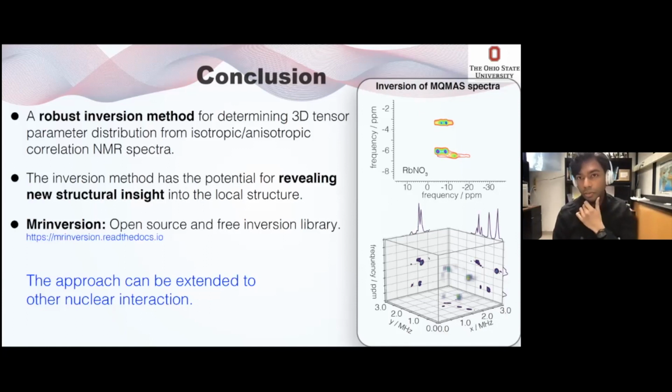So on the right, what I'm showing here is the inversion of MQMAS spectra, where you have a rubidium nitrate spectrum, and you can invert those into their respective CQ and eta, or in this case, I'm using X and Y, that can be mapped back to a CQ and eta distribution.